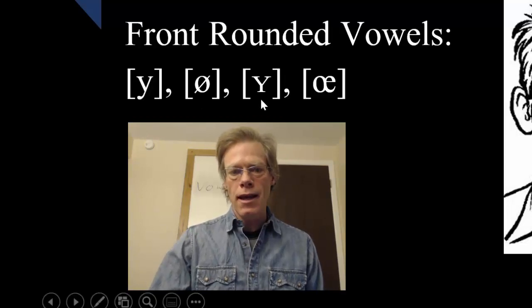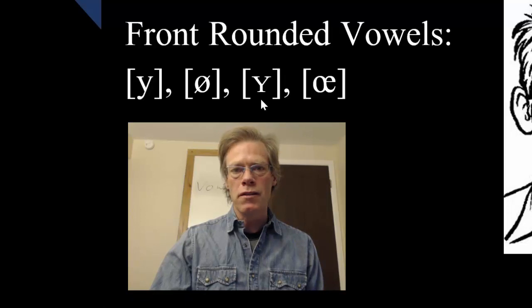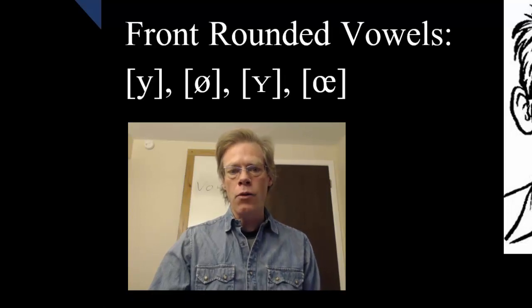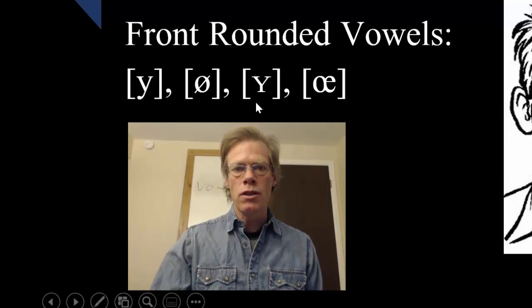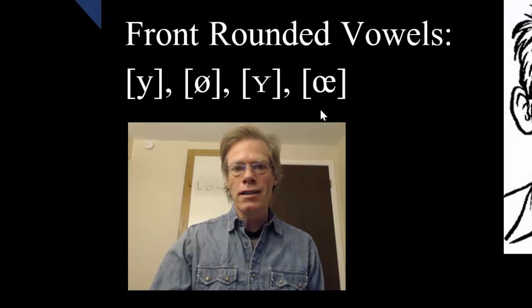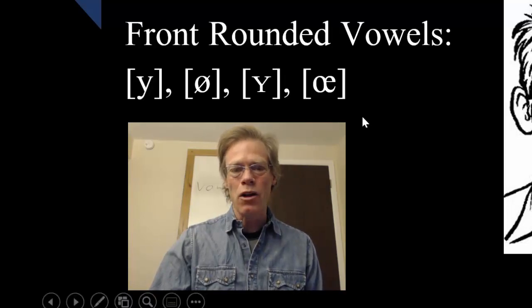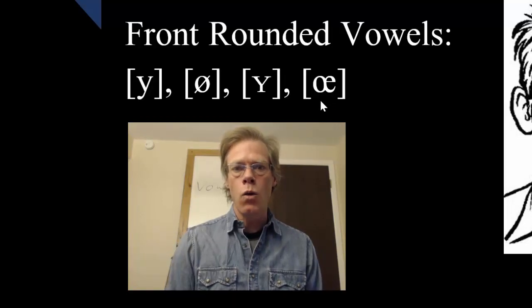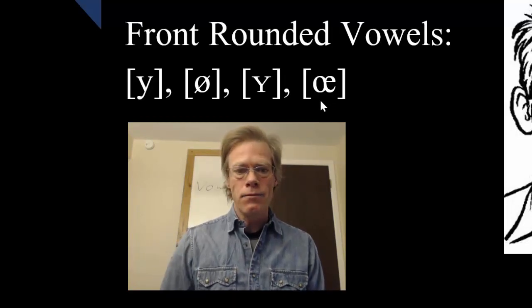This one is a high front lax rounded vowel. So that one, make the I sound, I, and then round your lips. I, U. And then this one is going to be a mid-front lax rounded vowel. So make the e sound, e, and there you got it.